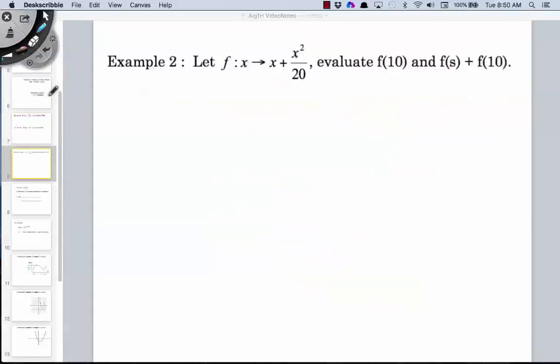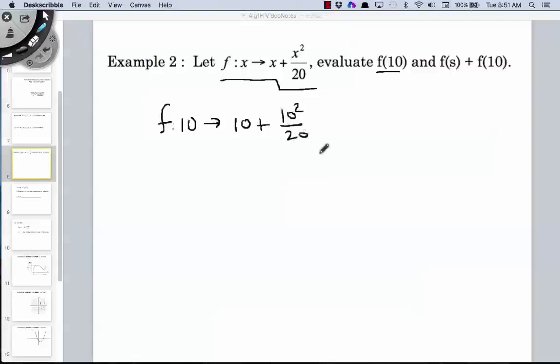Here's one with mapping notation. So we see we're going to take x and we're going to map it onto x plus x squared divided by 20. So to evaluate f of 10, we have 10 plus 10 squared divided by 20. We'll square our 10 first to get 100. 100 divided by 20 comes next in our order of operations. So that results in 5. Finally, 10 plus 5 is 15. So 10 is mapped onto 15 in that mapping notation.